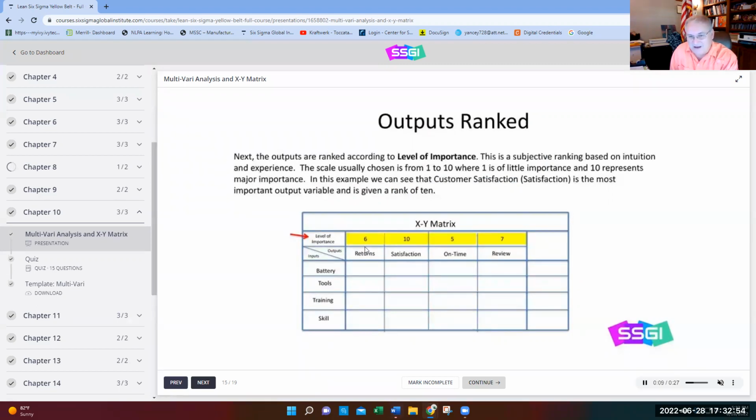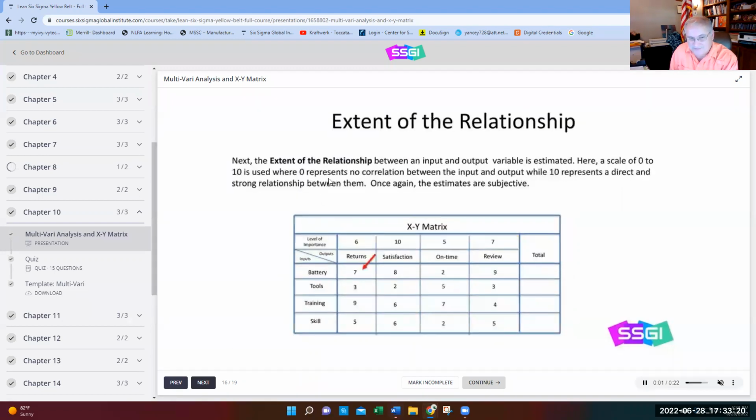Not having the phone returned, they gave a 6 out of 10. Customer satisfaction was the most important, 10 out of 10. About even on whether they got the phone fixed when they said they would, and it was pretty important, like a 7. Some places would probably rate this a 10 on how high the review would be as a priority, a 5-star review.